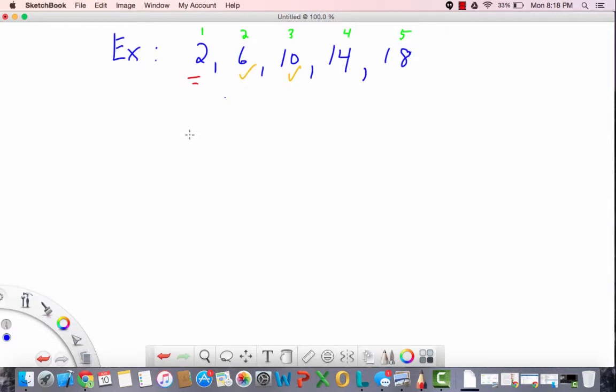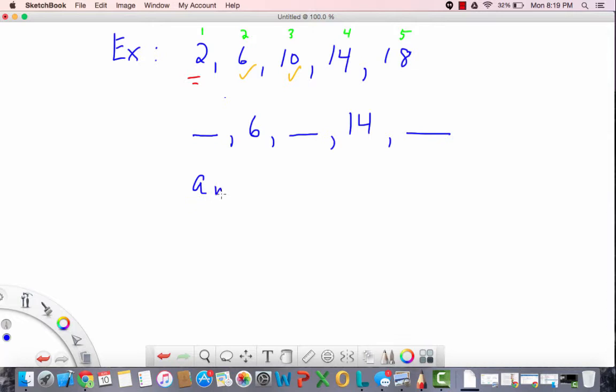And let's presume that we don't know this value. We know this second value is a 6. We don't know that one. We know the 14, and we don't know the last value. And we're told that this is arithmetic. So how do we solve this?